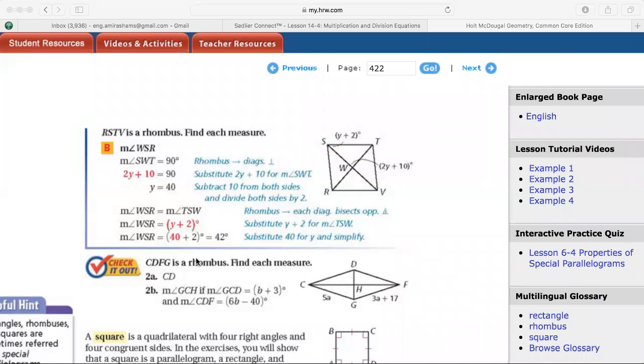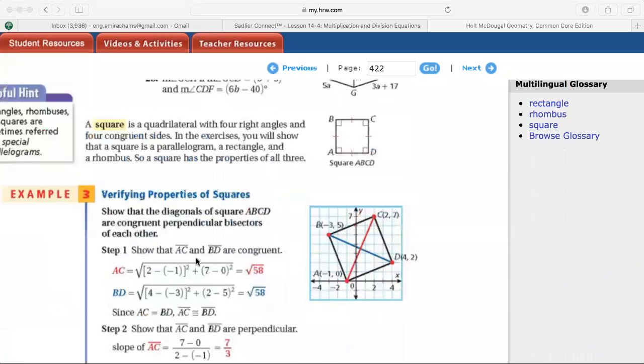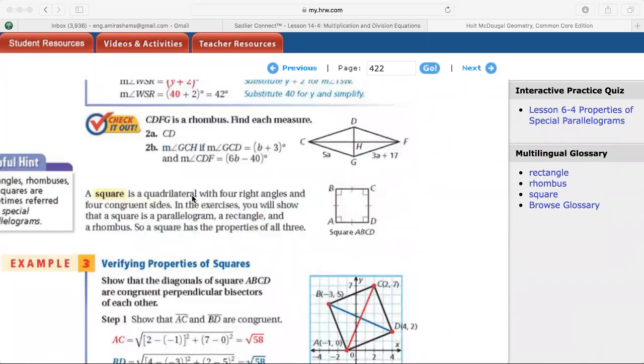Okay, the last part here is the square. A square is a quadrilateral with 4 right angles and 4 congruent sides. So the square takes a property from the rhombus and a property from the rectangle. The property from the rhombus is that the 4 sides are congruent, and the property from the rectangle is that the 4 angles are 90 degrees.